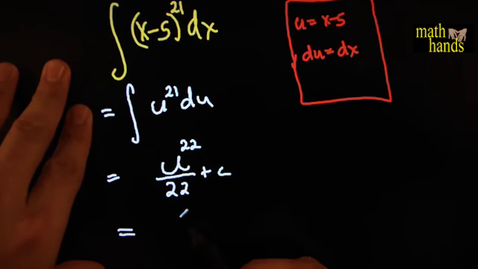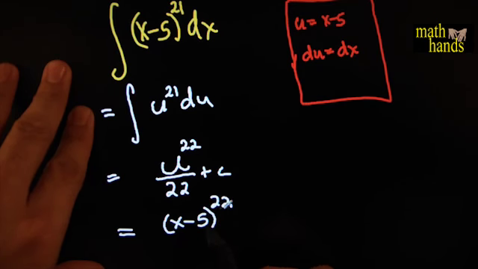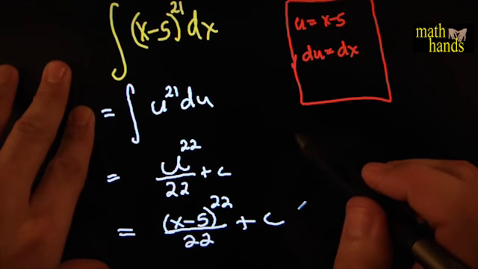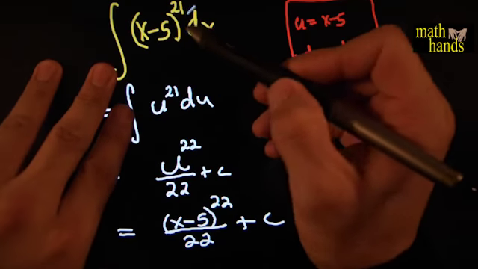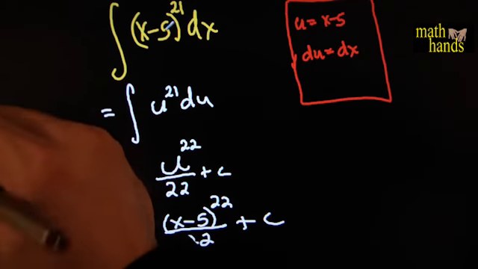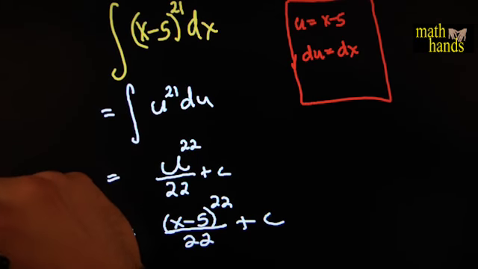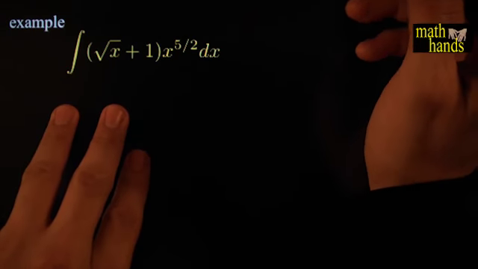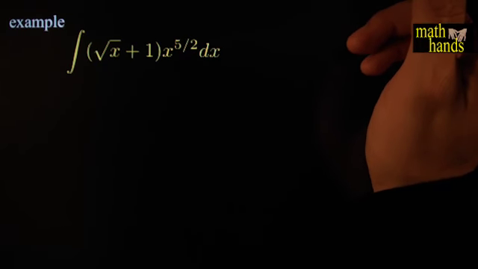So this would become (x minus 5) to the 22nd power, all over 22, plus c. Or you could expand that if you want to the 21st power. Hey, who am I to say? Who am I to judge? All right, want to try one more? Let me pause this for a second.